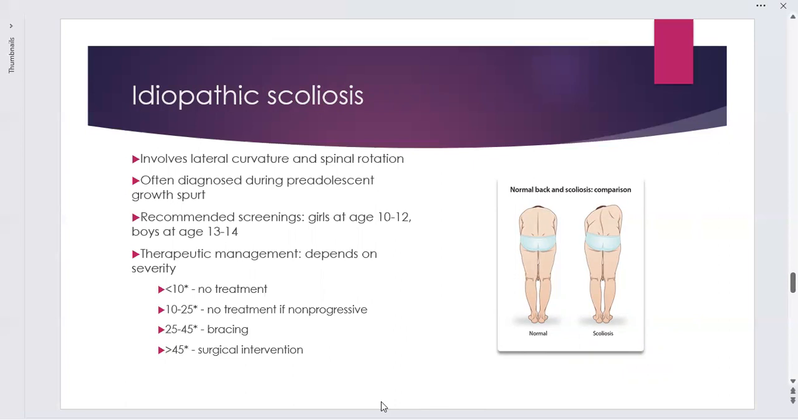If there is a less than 10-degree angle, we don't need to do any treatment. We'll just keep an eye on it. 10 to 25 degrees, we may not do any treatment if it's not progressive or it's not changing. 25 to 45-degree angle, we're going to do some bracing, and then beyond that 45 degrees, we're going to need surgical intervention.